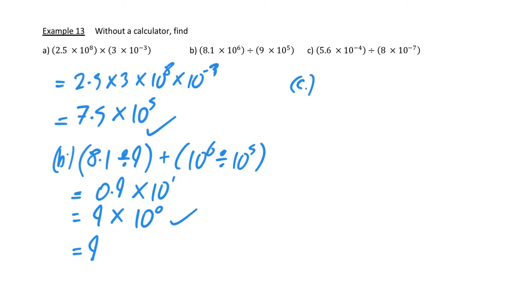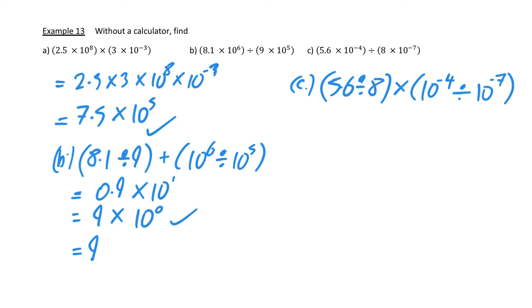Part C, we had 5.6 divided by 8. I'll put that in brackets. So we've just divided our normal numbers, and we're dividing our indices as well. 10 to the power of minus 4 divided by 10 to the power of minus 7. So 5.6 divided by 8 will give you 0.7. And then, tricky enough, 10 to the minus 4 divided by 10 to the minus 7 is the same as, I'll just write out, 10 to the minus 4 minus minus 7.